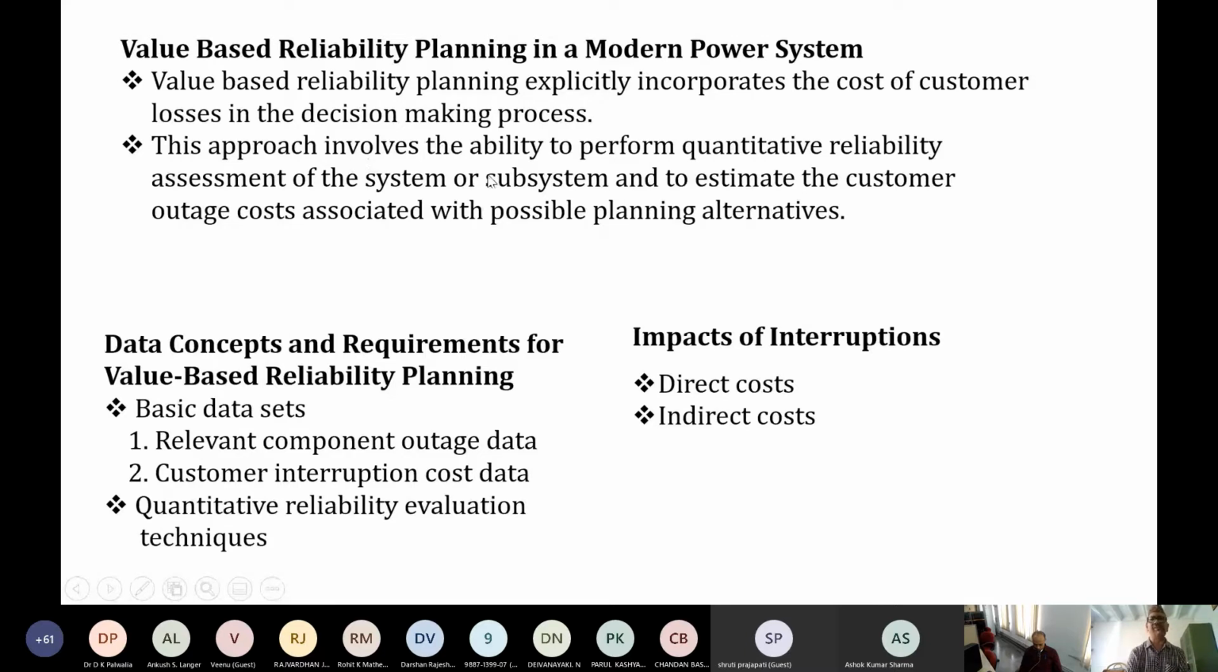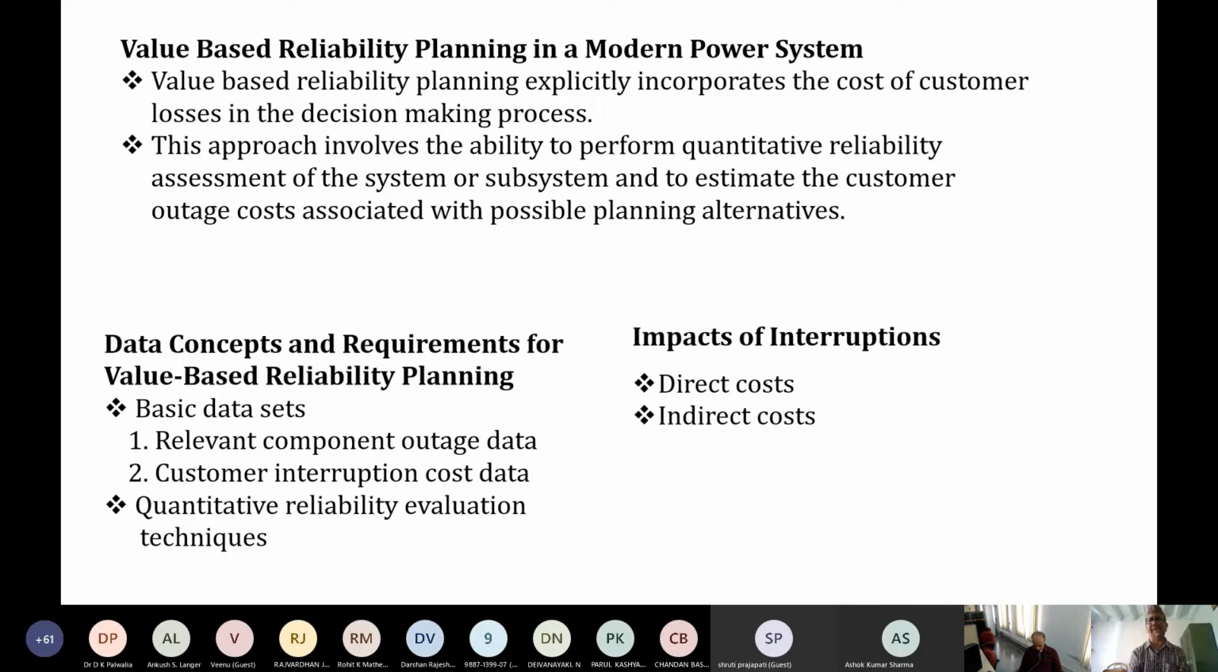So this approach involves the ability to perform quantitative reliability assessment of the power system or subsystem and to estimate the customer outage cost associated with the possible planning alternatives. So we need to know what the possible different alternatives available are and what the costs associated with those alternatives are, meaning investment cost as well as unreliability cost.